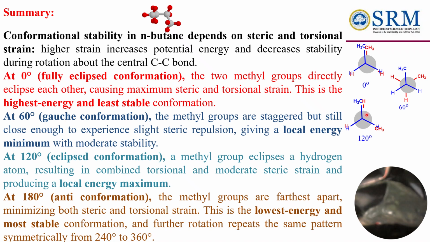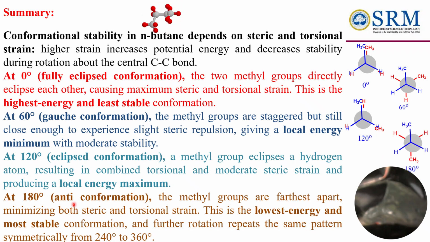However, when you further rotate to 120 degrees, you obtain the partially eclipsed conformation, where a methyl group eclipses a hydrogen atom. That results in both torsional and moderate steric strain, producing a local energy maximum in the case of 120-degree rotation.